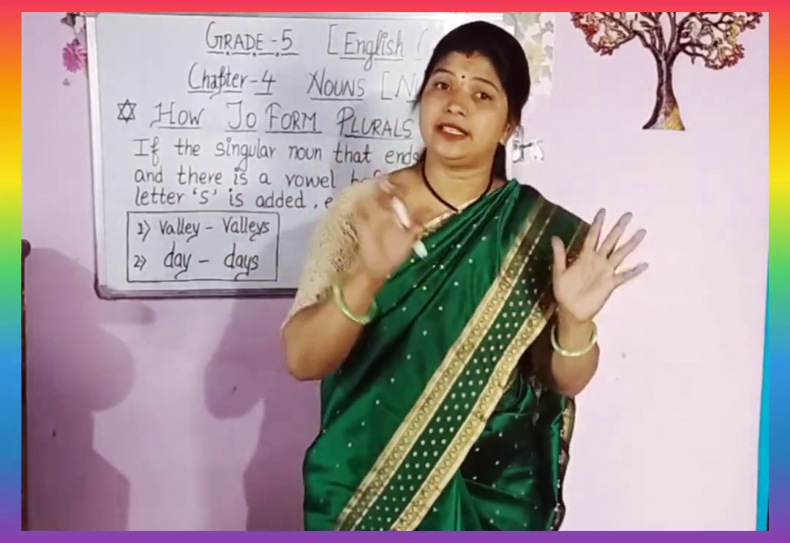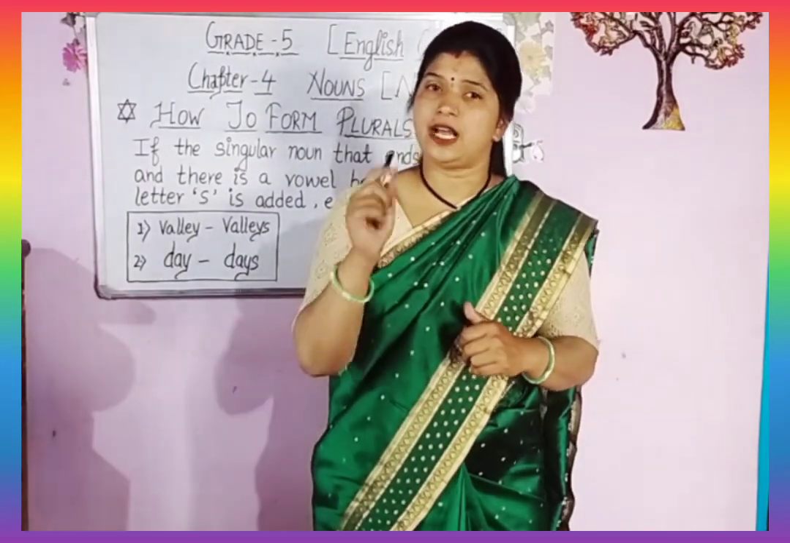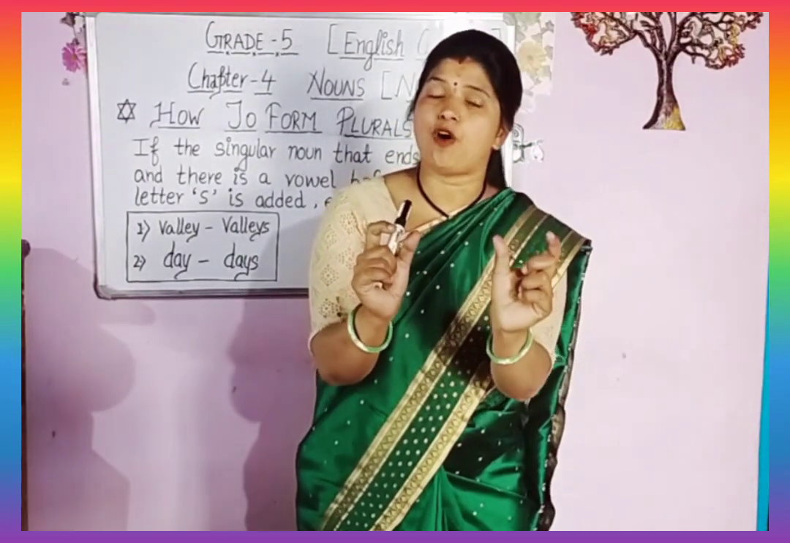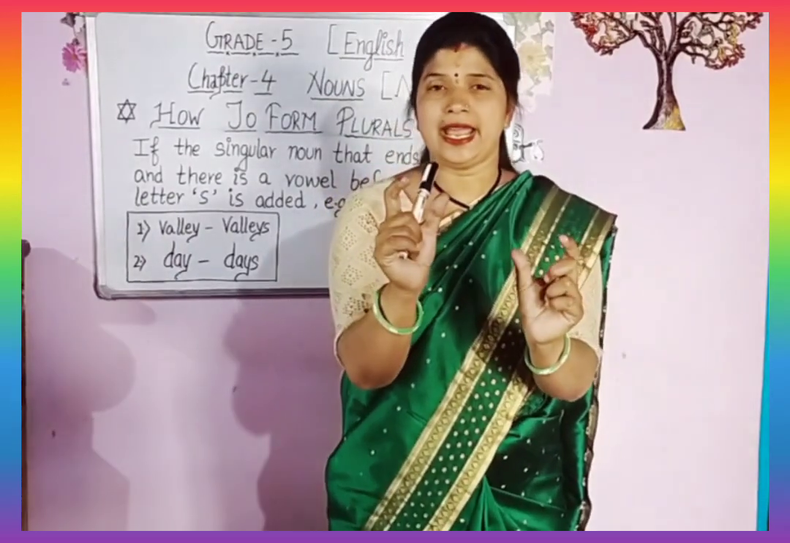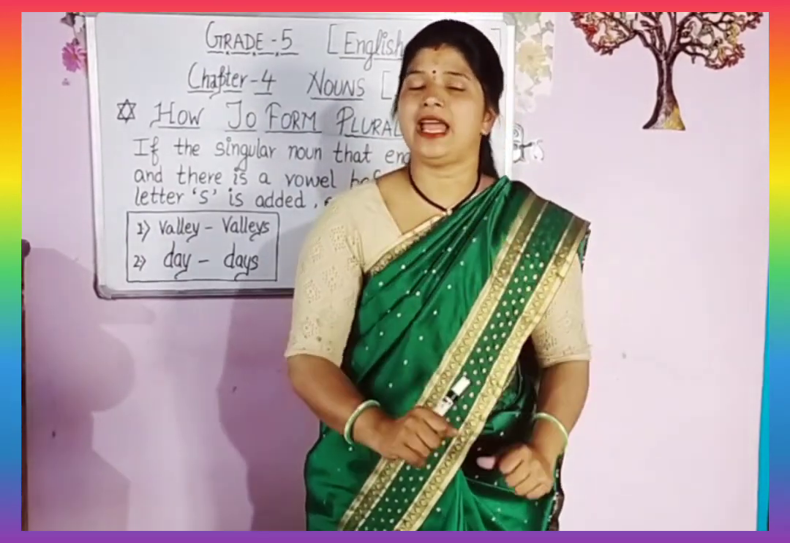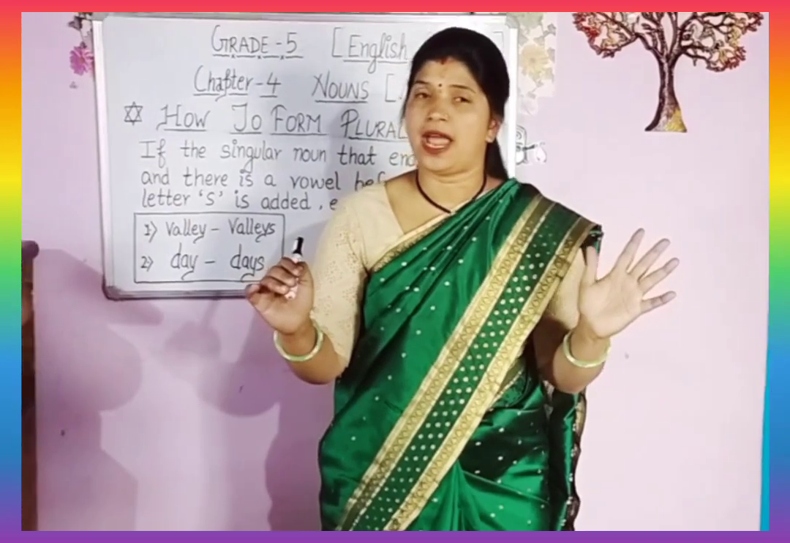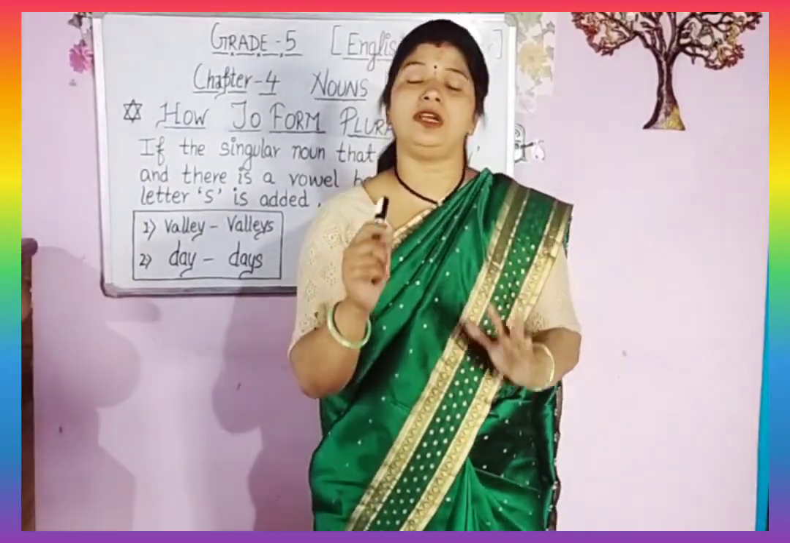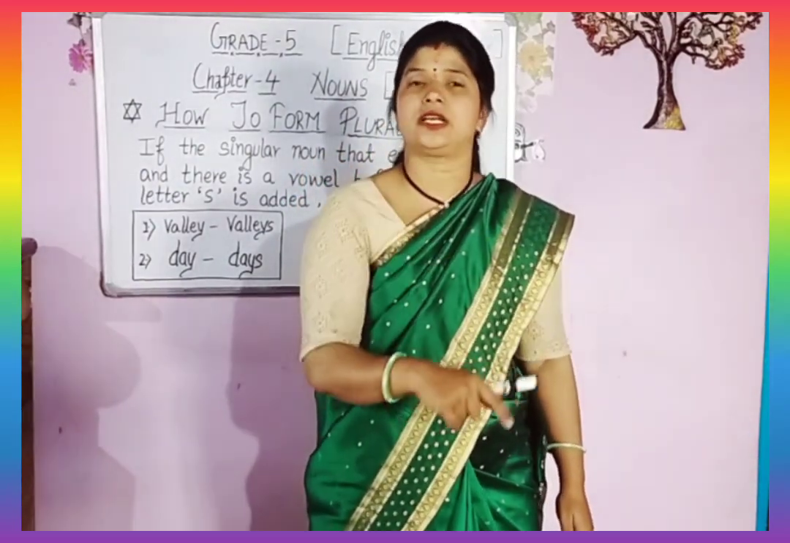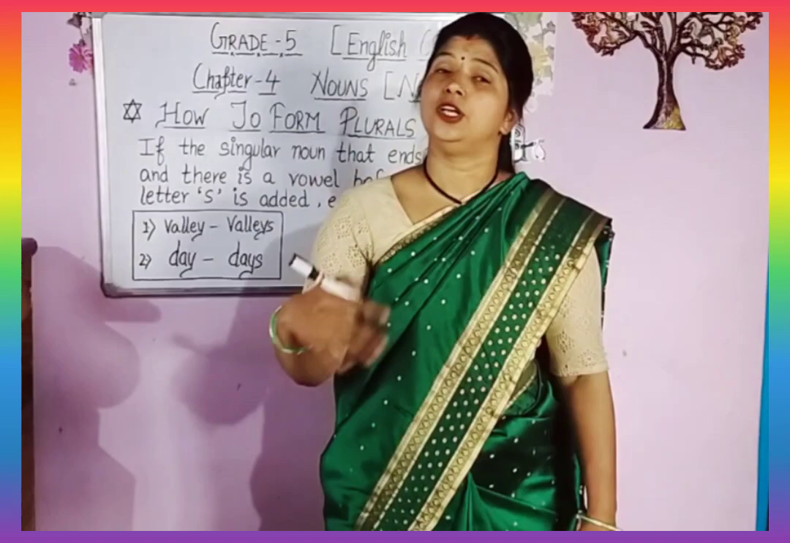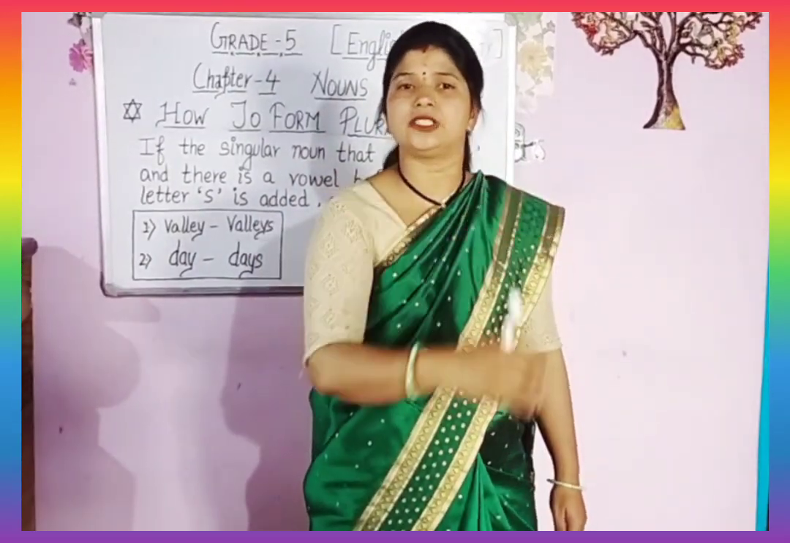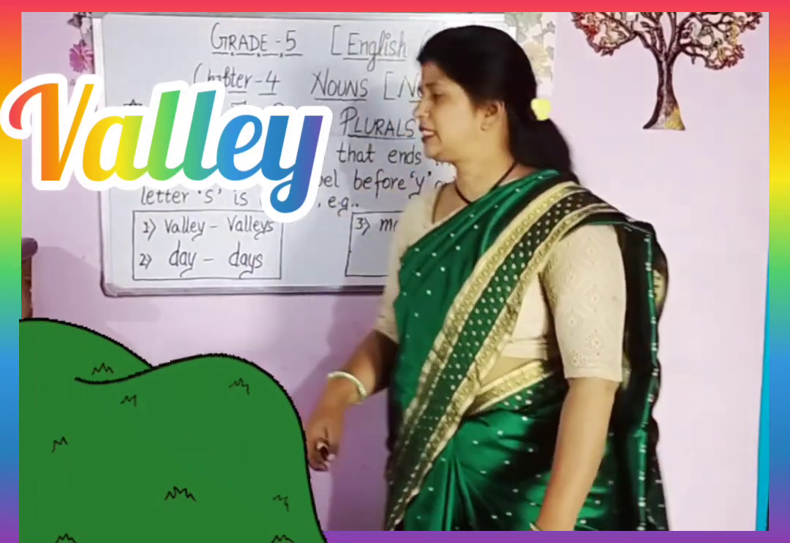Okay, now in this one, if there is Y at the end and before Y there is a vowel, meaning A, E, I, O, U, then to change into plural form, we only add S to it. We will only use S, we will add S, so it will become plural. So let's understand this rule with the help of an example.